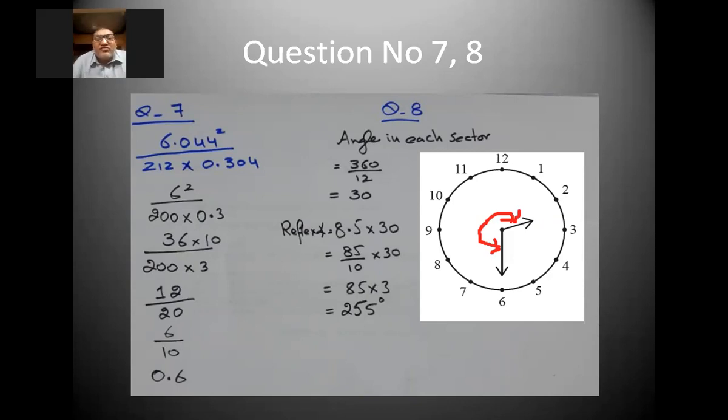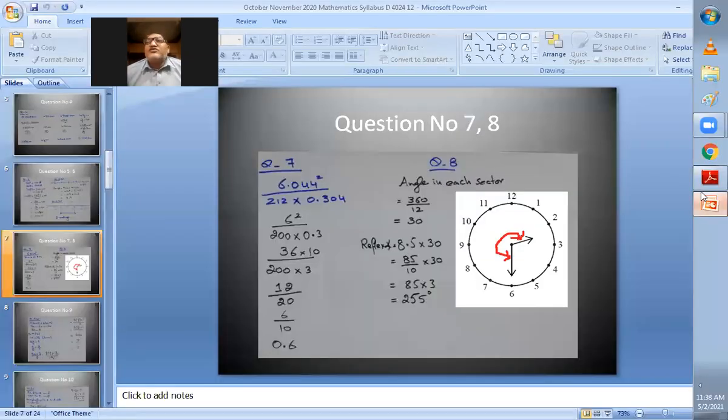5 and 1 carry. So 3 eights are 24. 24 plus 1 is 25. So the reflex angle between the hands of the clock will be 255. The reflex angle at 2:30 between the hands of the clock will be 255 degrees. So hopefully you have understood question number 8, and the concept and the procedures are clear to you. So let's move to the next question.